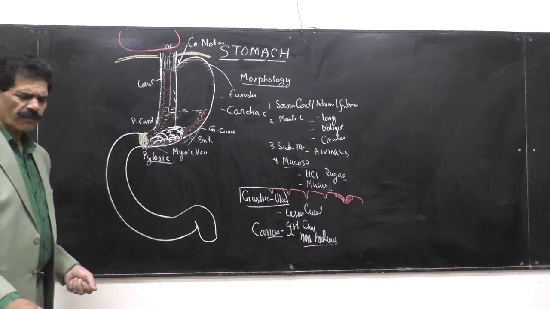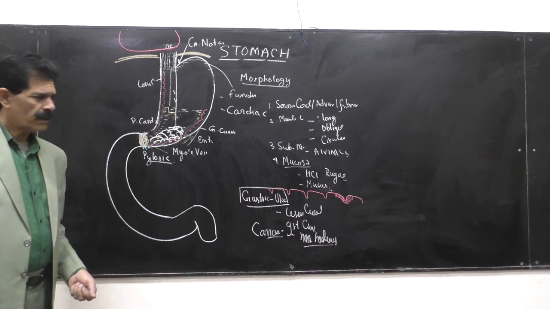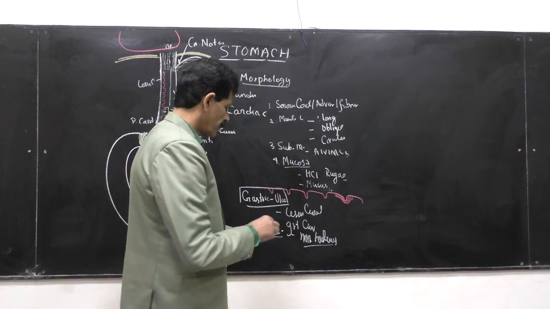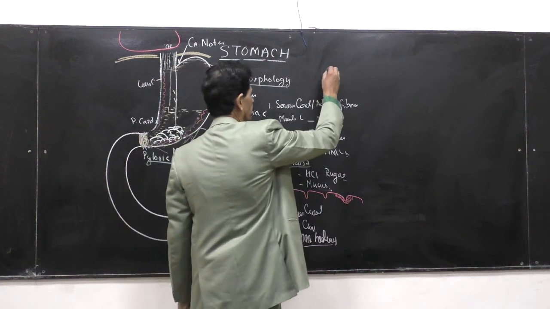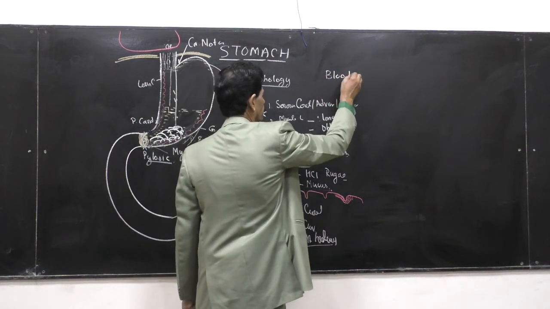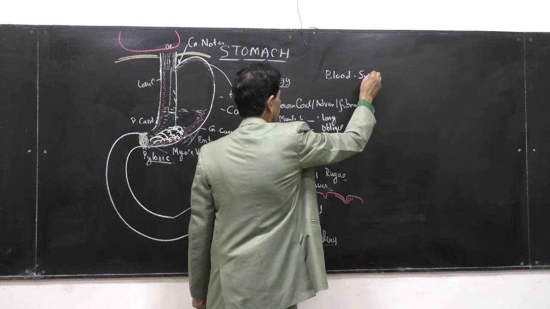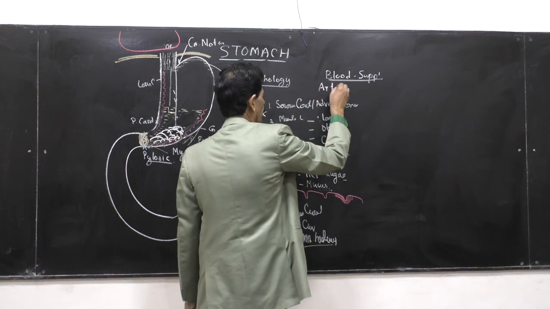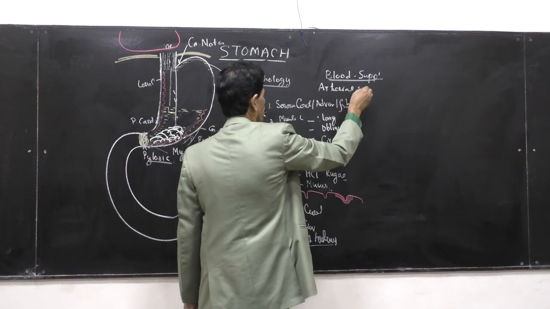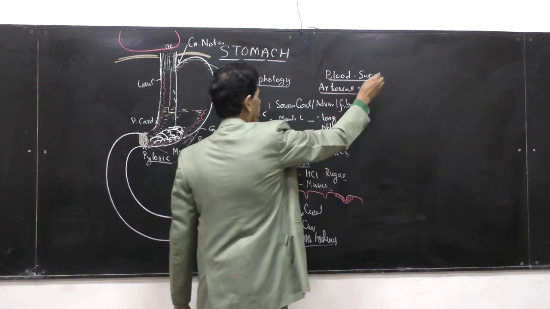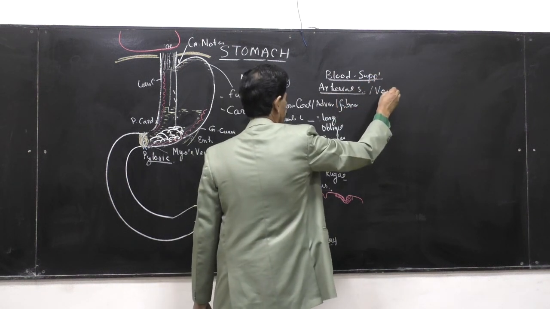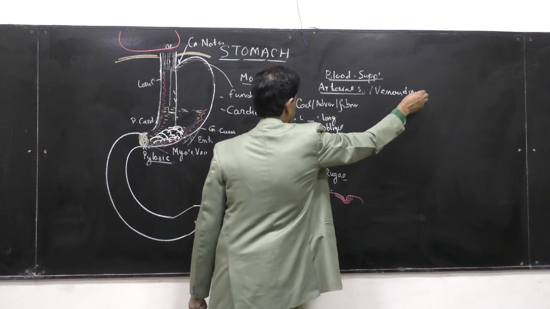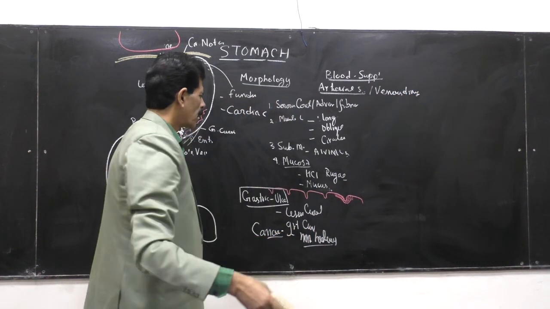So after doing the morphology, now we will switch to the next part of the stomach, which is very important, the blood supply. That is the arterial supply of the stomach, and then the venous drainage. So first we will do the arterial supply.